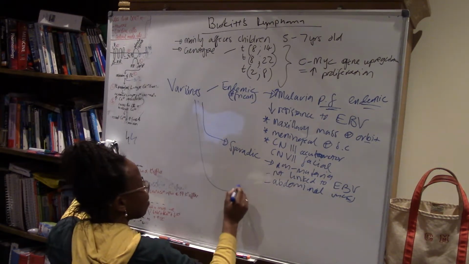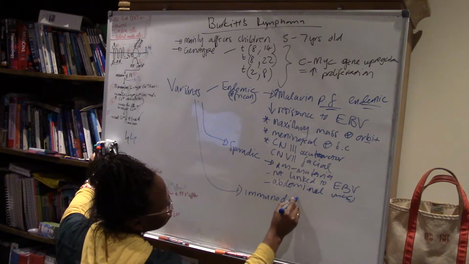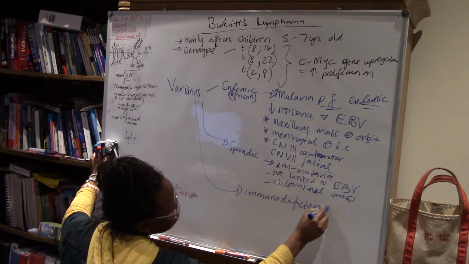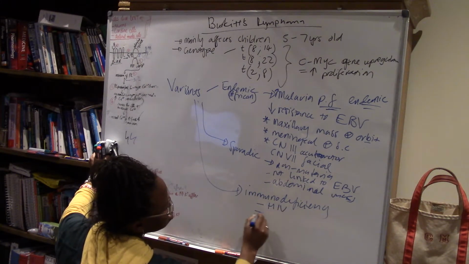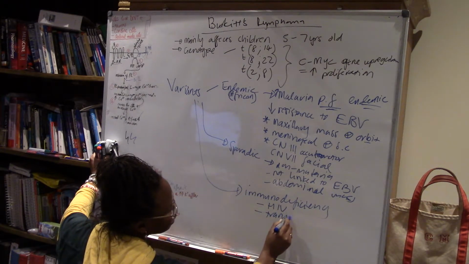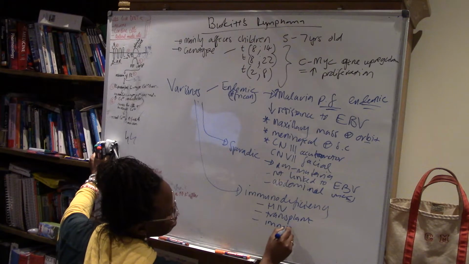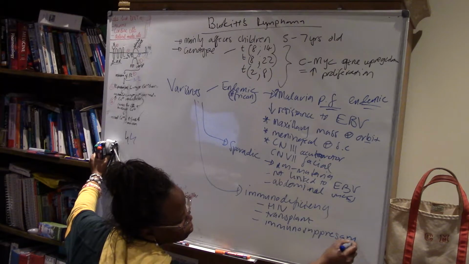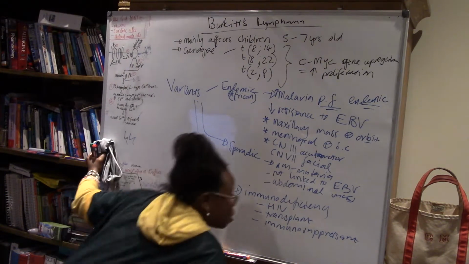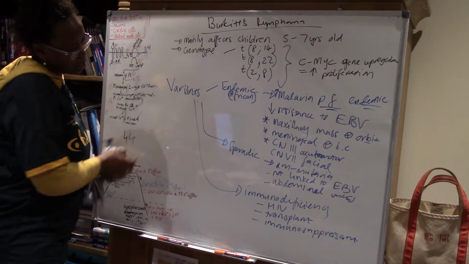And then the other one is the immunodeficiency variant. The immunodeficiency really could be HIV linked, it could be transplant linked, or anyone really on immunosuppressants for whatever condition there is. So these are the 3 types.